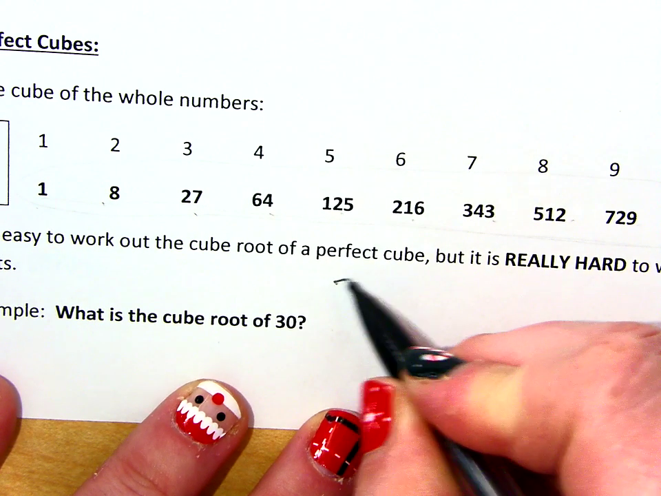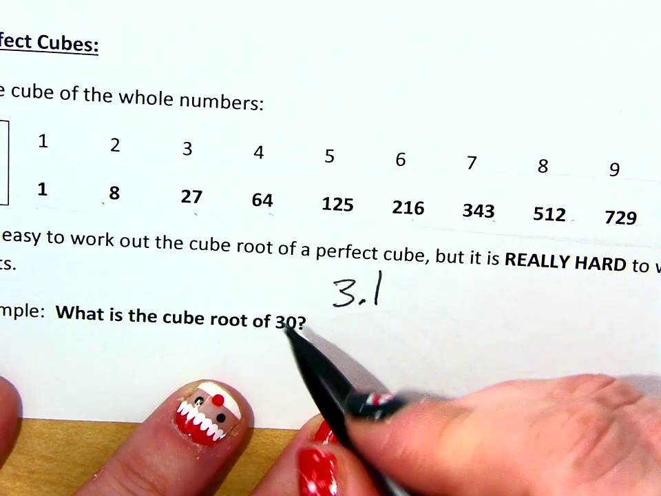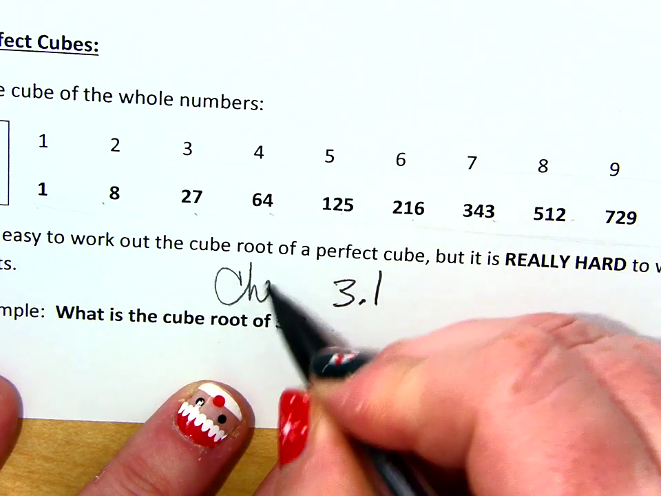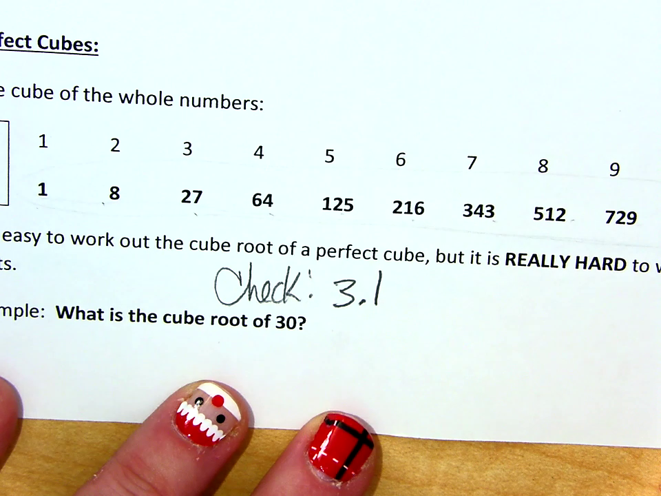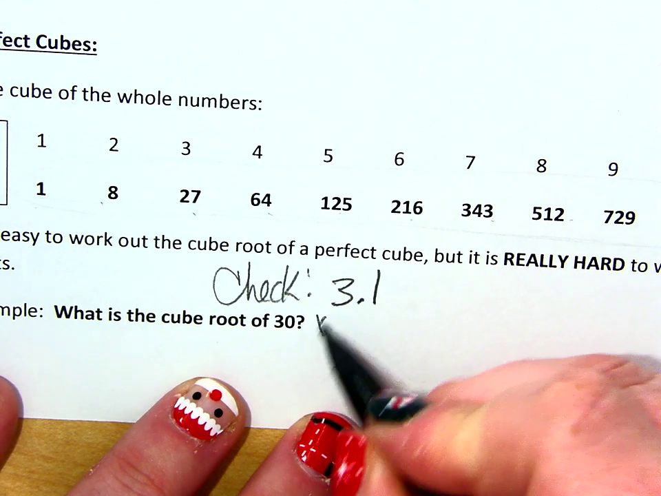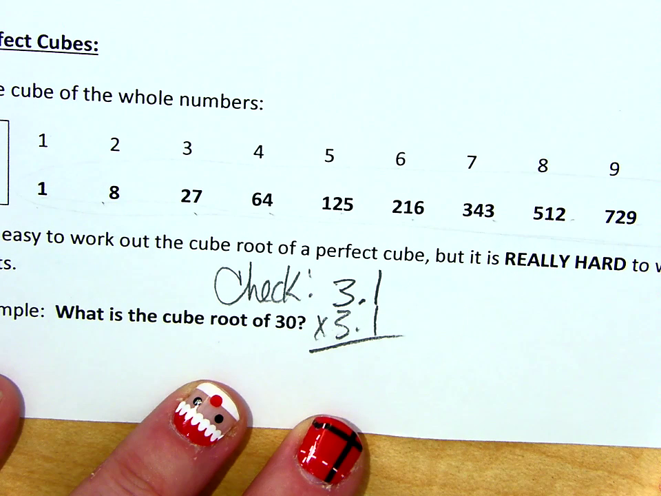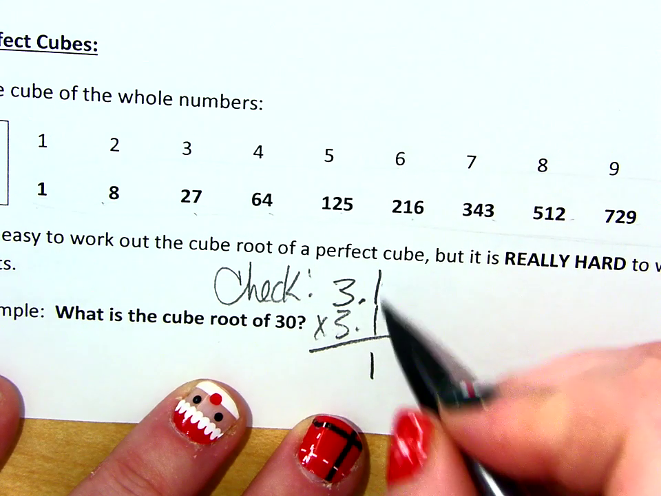So I'll do this one up by hand. But if I wanted to check, so I'm guessing it's going to be 3.1. First, I'd have to do 3.1 times 3.1, and then take that answer and multiply by 3.1 again. So let's see how close we get.